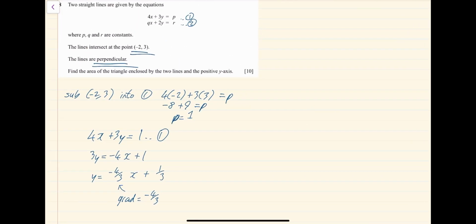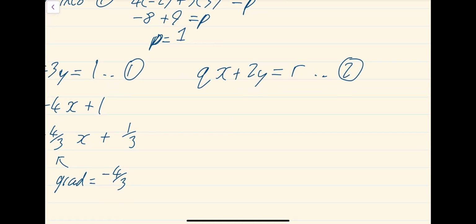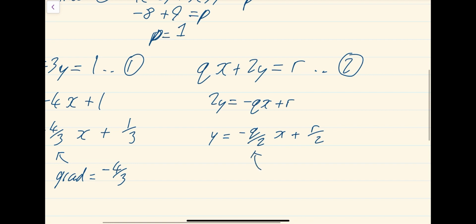We'll look at my second line. Let's just write it down here. What was it? Qx plus 2y is equal to r. That was my line 2. I'm going to rearrange it, get it in the form y equals mx plus c. So 2y equals minus qx plus r, which means y then is equal to minus q over 2 times x plus r over 2. So here, the gradient is equal to minus q over 2.